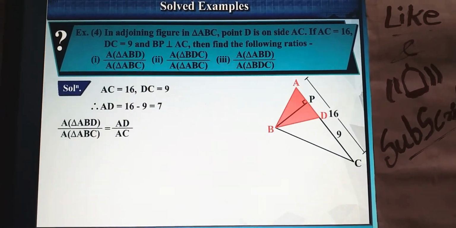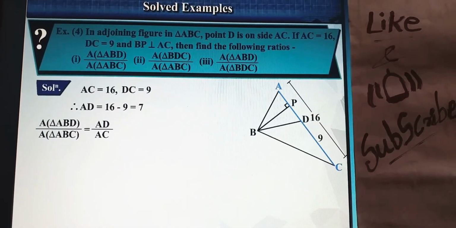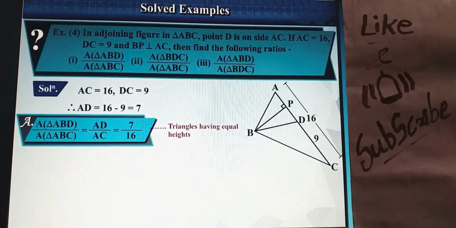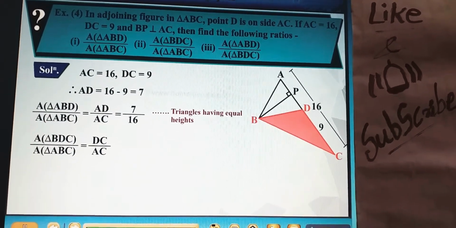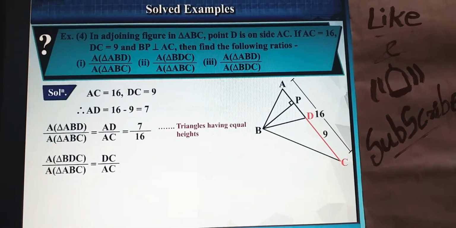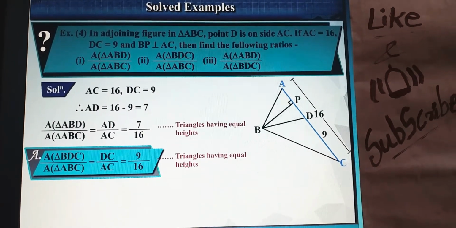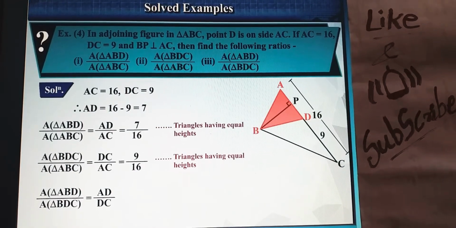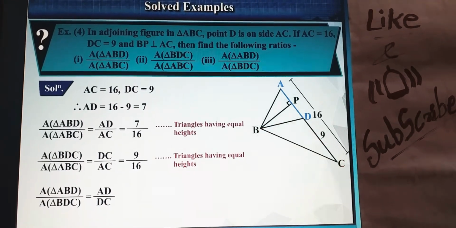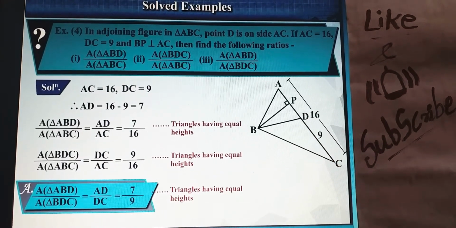Area of triangle ABD upon area of triangle ABC is equal to AD upon AC, which is equal to 7 upon 16. Triangles having equal heights. Area of triangle BDC upon area of triangle ABC is equal to DC upon AC, which is equal to 9 upon 16. Triangles having equal heights. Area of triangle ABD upon area of triangle BDC is equal to AD upon DC, which is equal to 7 upon 9. Triangles having equal heights.